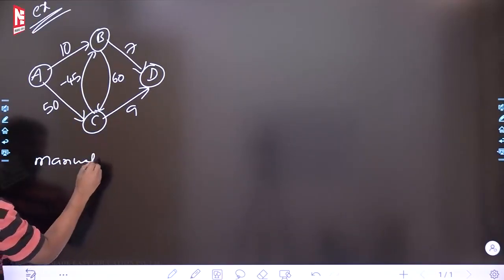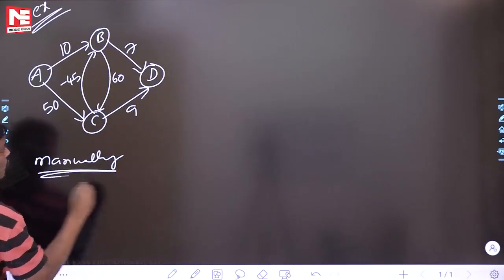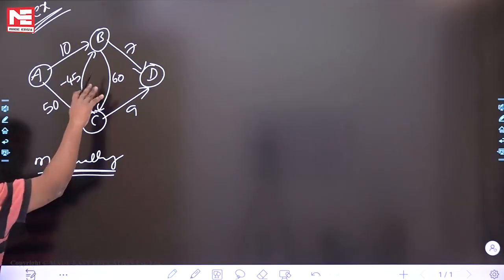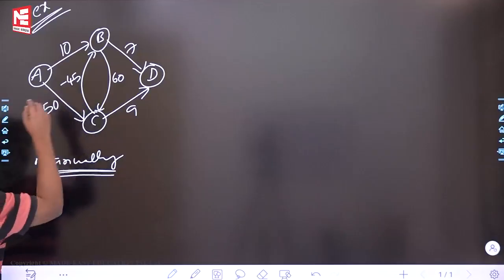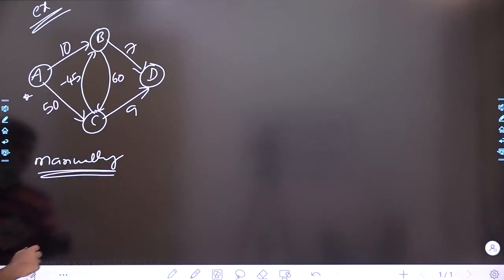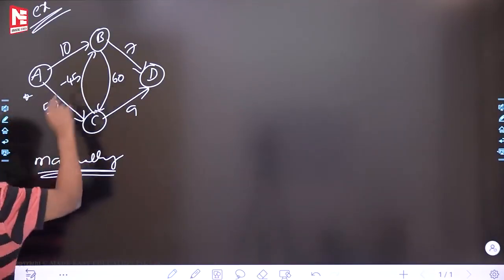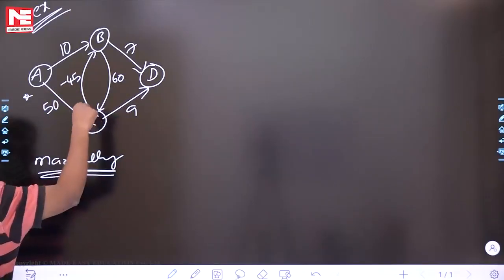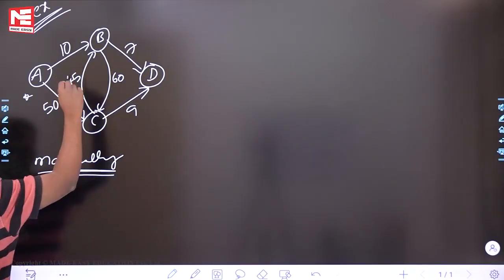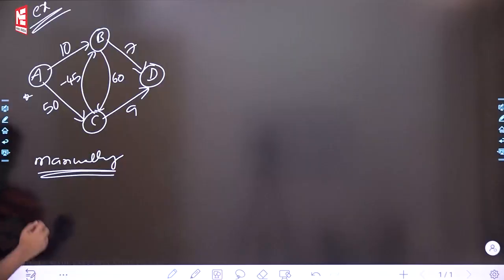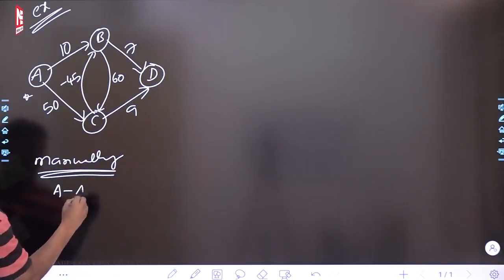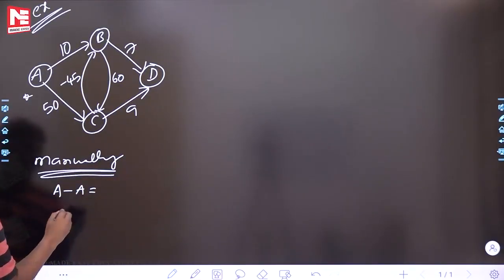Manually. Suppose I don't know any algorithm. How to find out, for this problem, the single source shortest path from the source A to every other vertex in the given graph where negative edge weights are there? Few may be negative. I will explain how to find out. Afterwards we will go to the algorithm. Maybe Dijkstra's will do that.